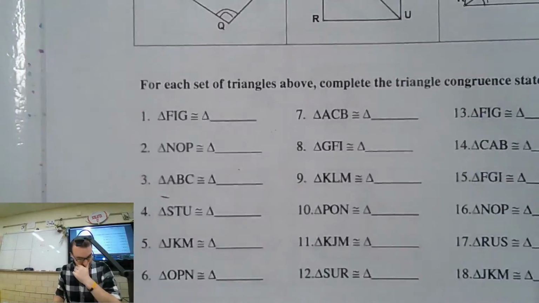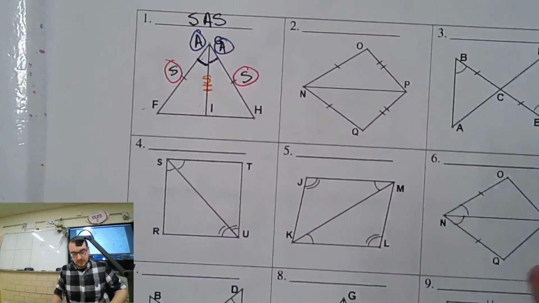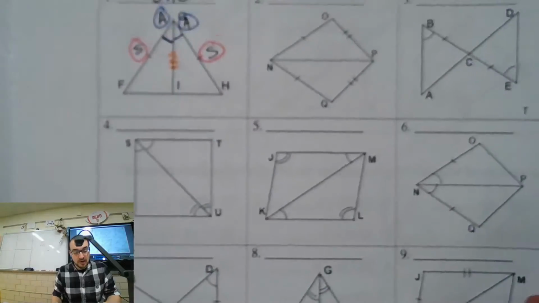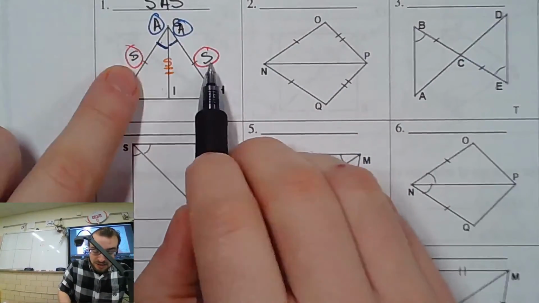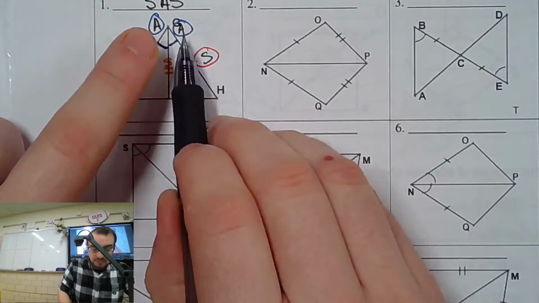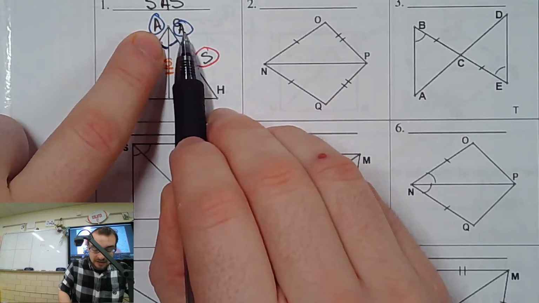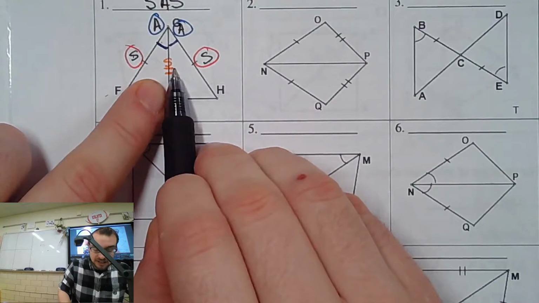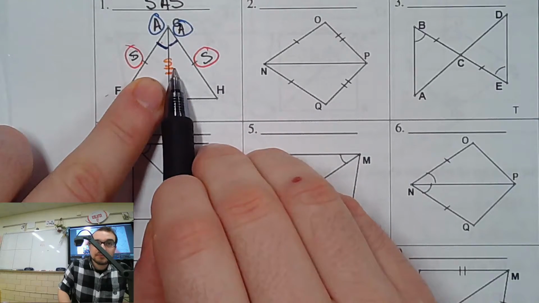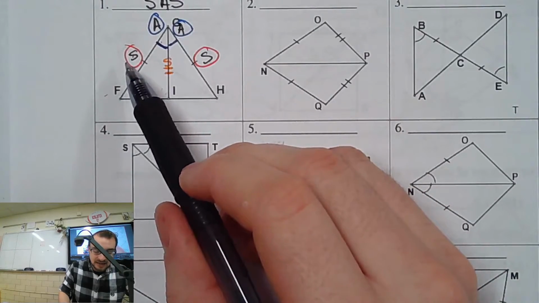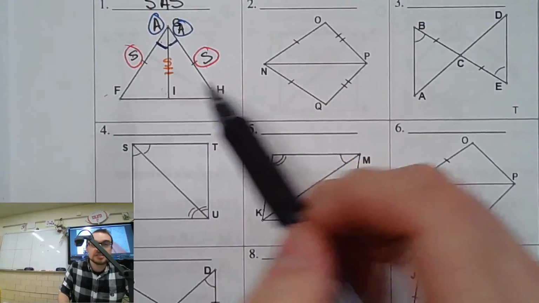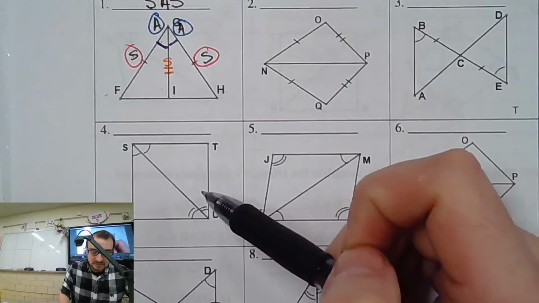Wait, so it's just SAS and not SAAS? No, it's not AAS. So they have matching sides, so that's the first S. Matching angle, so that's the first A. And then matching side, which is the last S. Okay? I won't write it like that anymore because it does look like it should be like SSAASS, right? But that ain't it.